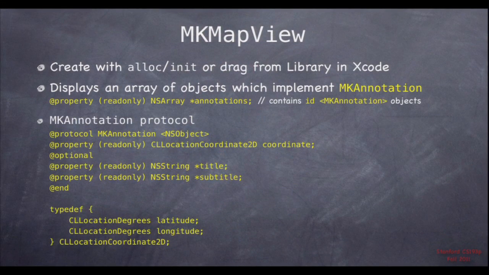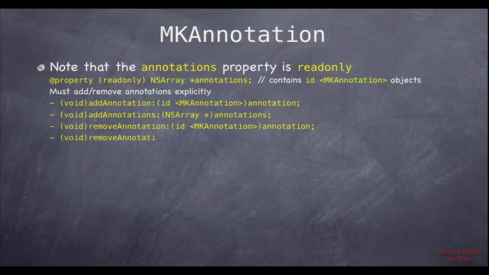So what is in the MKAnnotation protocol? There are three things. One of them is required, which is the coordinate. And that's just a CLLocationCoordinate2D, which we saw a few slides ago, which is just latitude and longitude. Okay? The other two are optional, title and subtitle. All right? Simple as that. That's all there is to it. So the burden of implementing these on the objects that go into that annotation array is a very slight burden. It's just these three things.